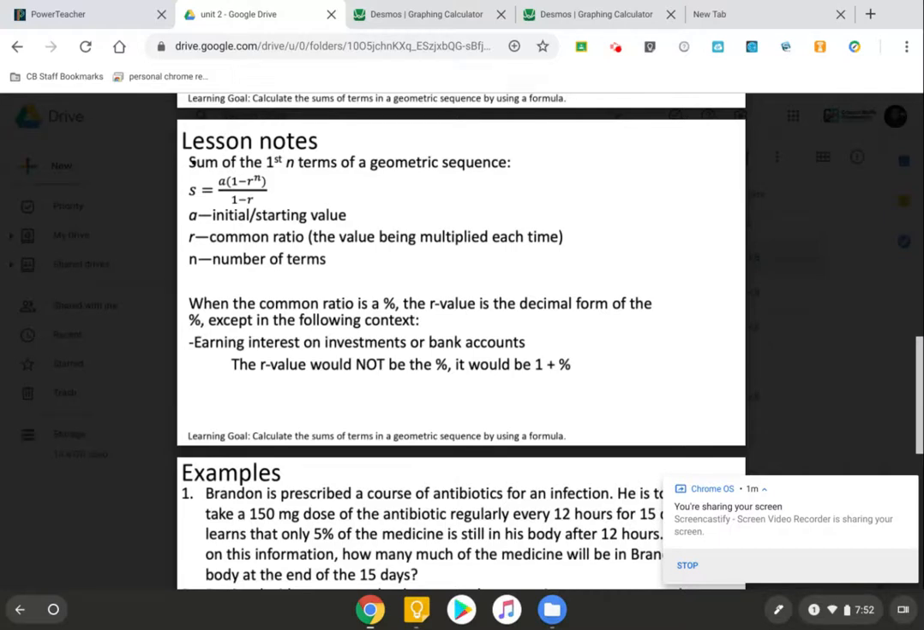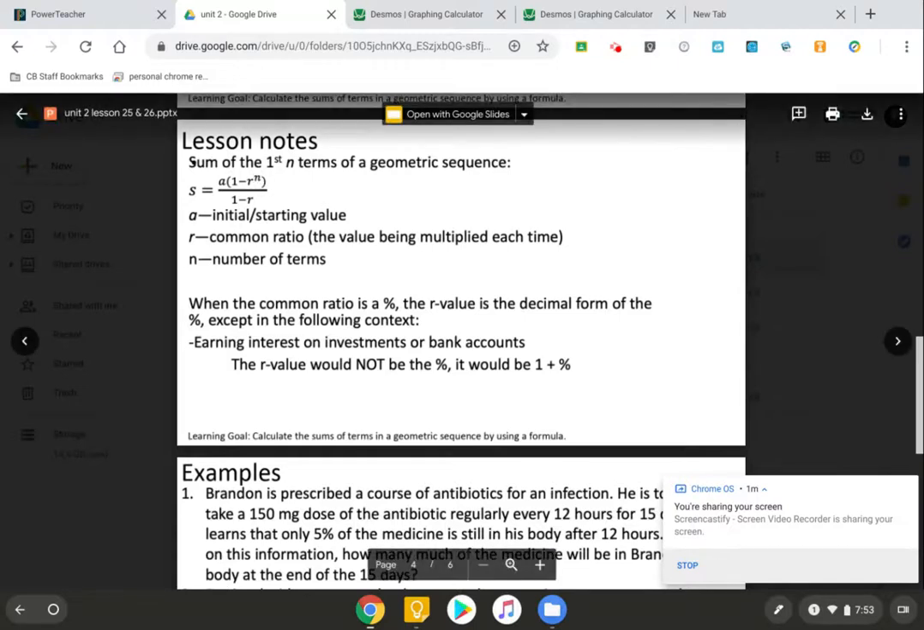A is our initial or our starting value. R is our common ratio. That's the value that we're multiplying by each time. And N, which is the exponent up here, N is the number of terms. So if I wanted to find the sum of the first 30 terms, like I said before, N would be 30, so on and so forth.